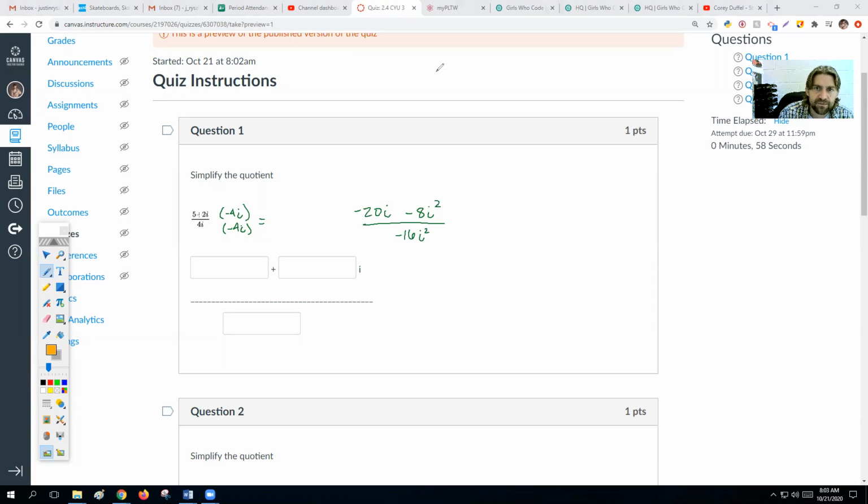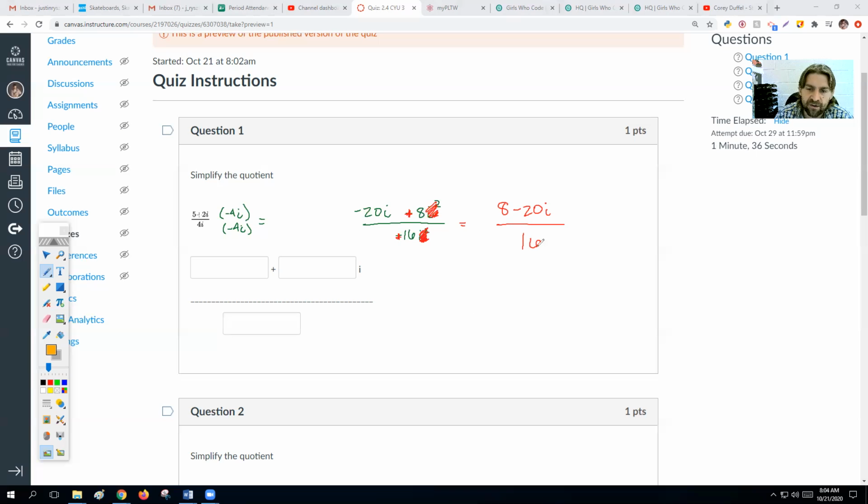Okay. So if we wanted to go ahead and rewrite this, let's remember i squared becomes -1. So this becomes not a -8i squared, but a +8. And this over here, -16i squared, just becomes a +16. So if I were to write this expression here, I'd have 8 minus 20i over 16. Now we can't divide 8 by 16, we can't divide 20 by 16, but we can reduce all of these by the same number.